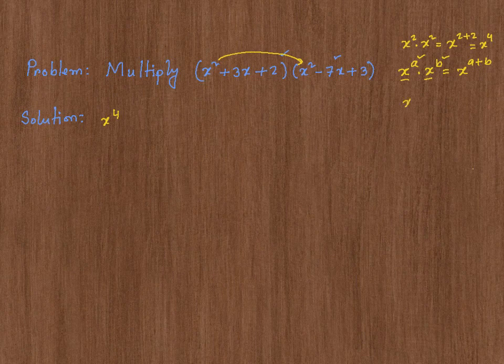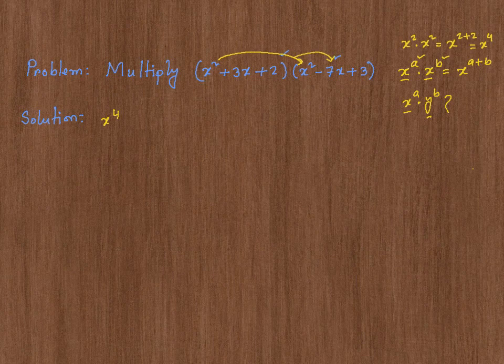Remember, if I had x to the power a and y to the power b, then we couldn't combine it, assuming that x and y are different. So if the bases are different, you cannot combine them. Bases have to be the same. Now let's continue.